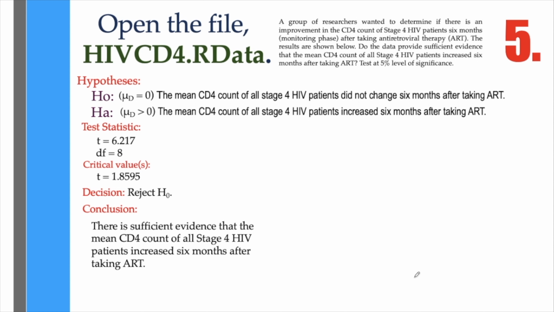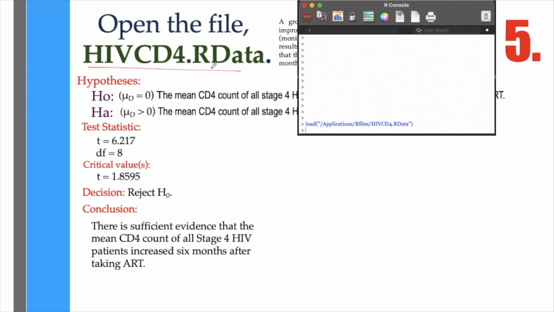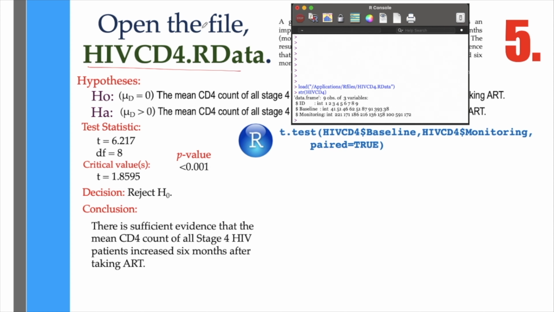Now, to perform this paired t-test in R, we may open the file and we will see that there are two columns, which is baseline and monitoring, which is the CD4 count 6 months after taking the antiretroviral therapy. So for us to perform, we just simply have to type t.test and then HIV-CD4$baseline, comma, HIV-CD4$monitoring, and then paired equals TRUE, indicating that we are performing a paired t-test here.